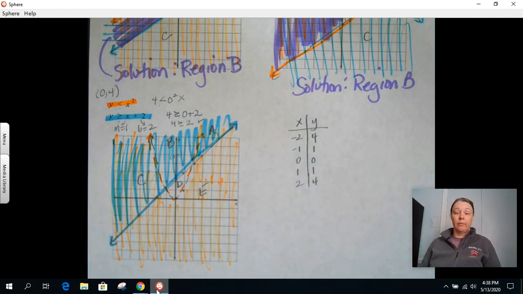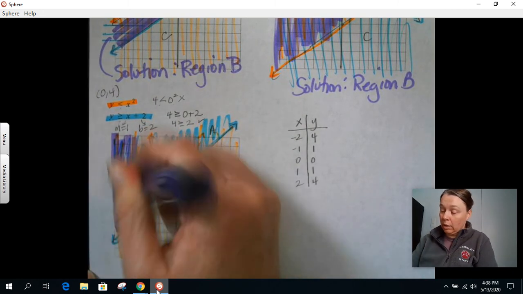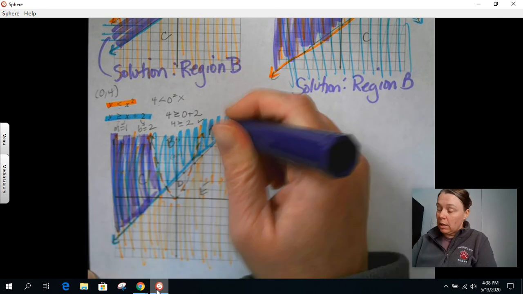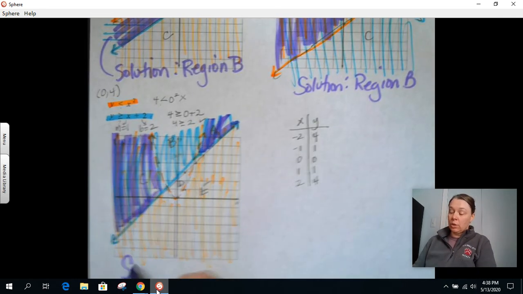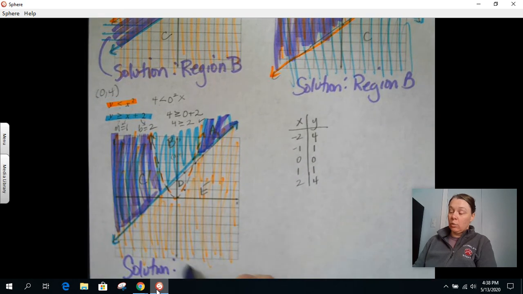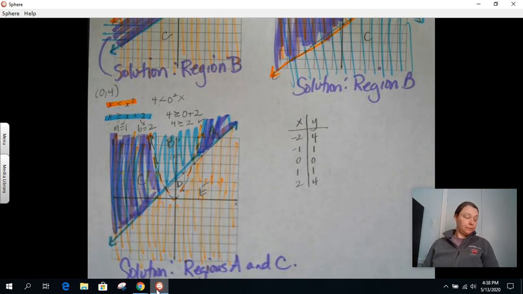Okay, my solution is where I'm orange and blue, which ends up being here, like all this, and all up here. So hopefully you said your solution is in regions A and C.